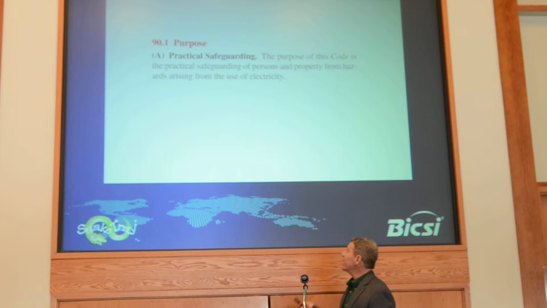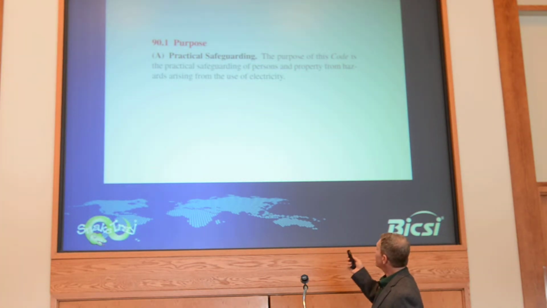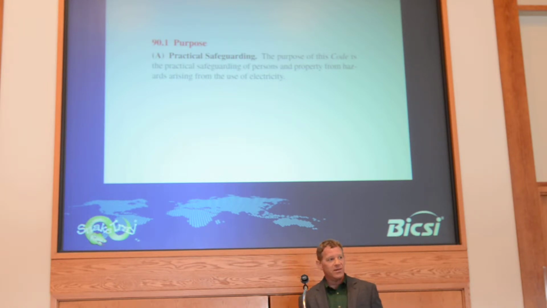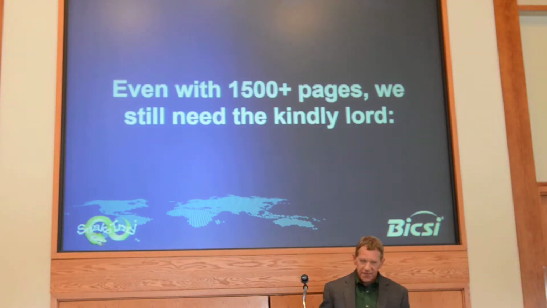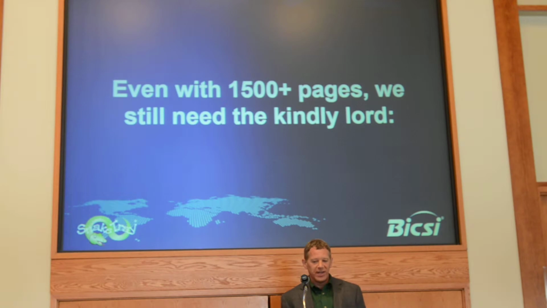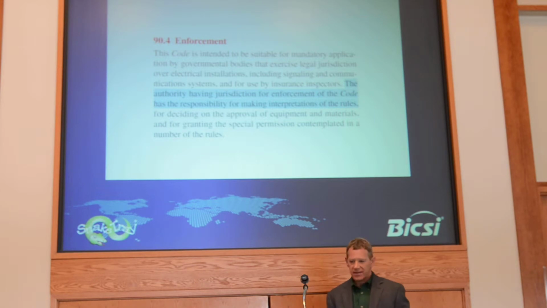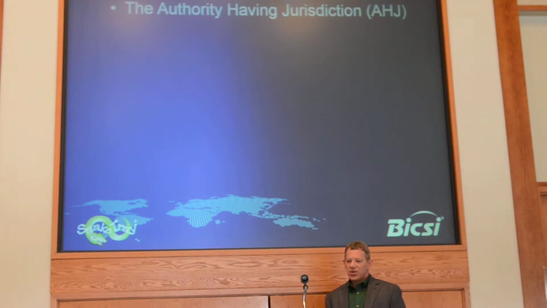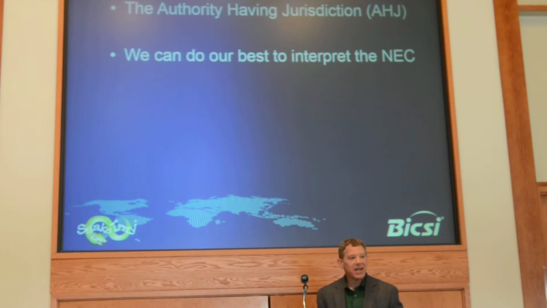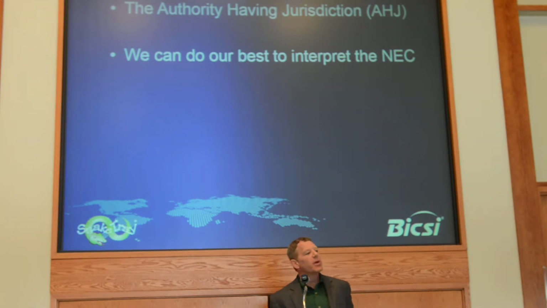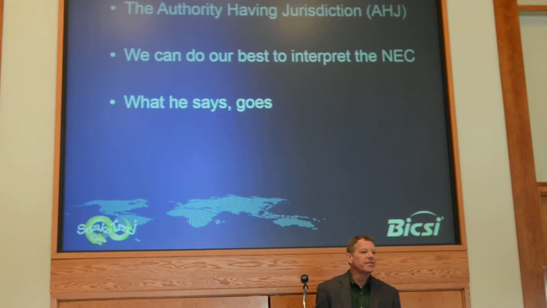And there it is, the purpose of the code: practical safeguarding of persons and property from hazards arising from the use of electricity. Don't hurt anyone, don't touch their stuff with electricity. And even with the 1,500 plus pages, we still need the kindly lord, the AHJ, who has the right to interpret the code however he or she sees fit. So the AHJ, we can do our best, we can discuss this, I can tell you what I think, you can tell me what you think, but in the end, what he says goes.